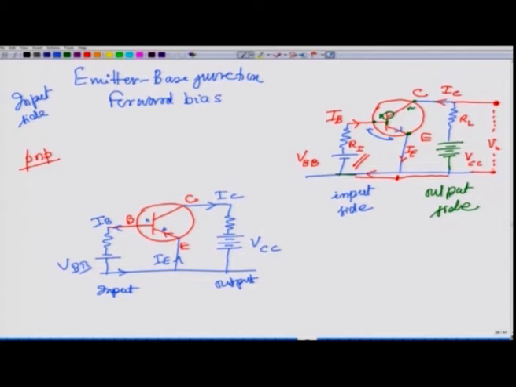Now, in this the emitter is common between the two sides, input side and output side, and therefore, this kind of connection is also called common emitter mode.